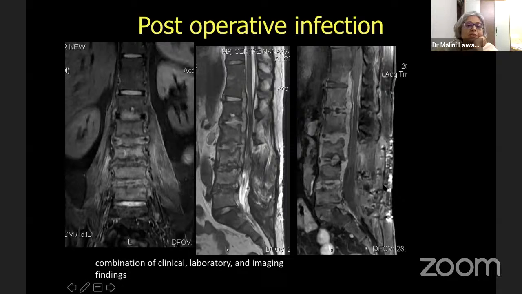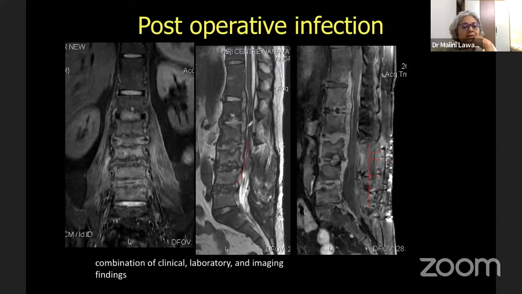A dreaded complication would be post-operative infection. And what do we see here? This patient has had posterior decompression from L3 to L5. This enhancement in the posterior paraspinal soft tissue and all these susceptibility artifacts are expected post-operative changes. But what is abnormal is on STIR image. This is STIR image. You have bright signal in all these vertebral bodies. You have T2 bright signal in all these intervertebral discs.